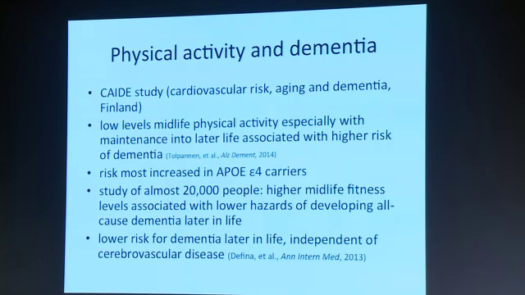And these were big studies, 20,000 people. That's a big study in medicine. They found that if you had higher midlife fitness, so you were fit, you stayed fit and you were higher in your 30s and 40s and 50s, your risk of developing any type of dementia was greatly reduced. So a much lower risk of dementia in later life, independent of whether you develop strokes or not.